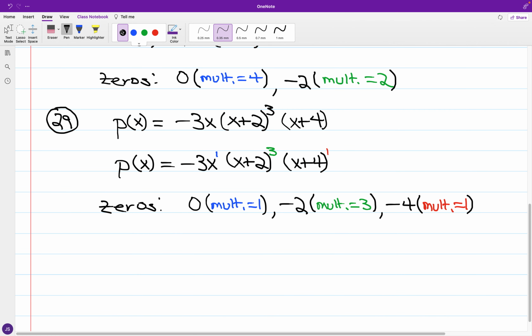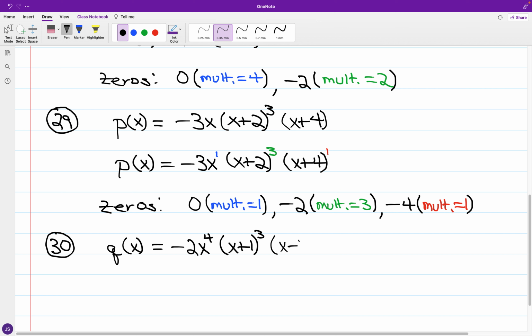Now, for what we have in the case of number 30, like number 29, we have this polynomial presented in factored form, and we have q of x, which is set equal to negative 2 times x to the fourth, times the quantity of x plus 1 raised to the third, and then we have the quantity of x minus 2 raised to the second.